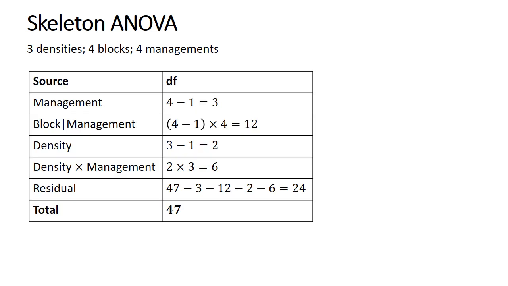Model 1, we analyze this data as a 2-factor experiment of management and density, where management is a combination of irrigation types and nitrogen levels. The skeleton ANOVA. Block is nested within management because block 1 in management 1 is not the same as block 1 in management 2, and so on.